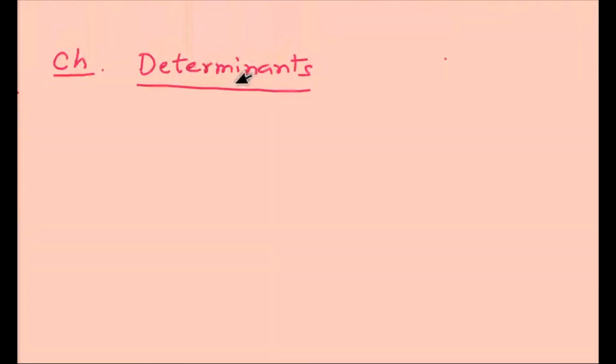Students, today we will learn the chapter determinant. First, we will understand this word.